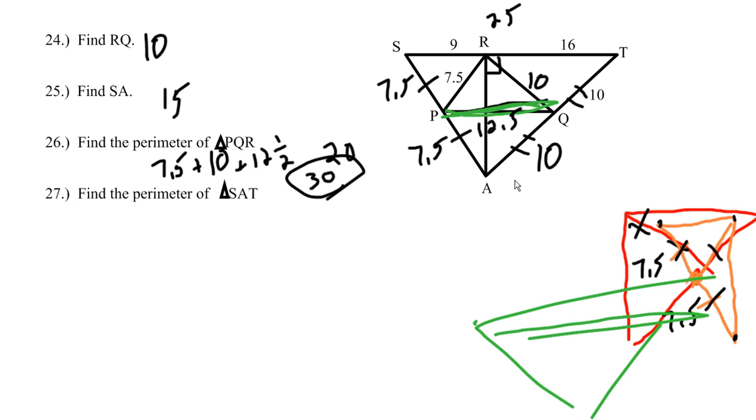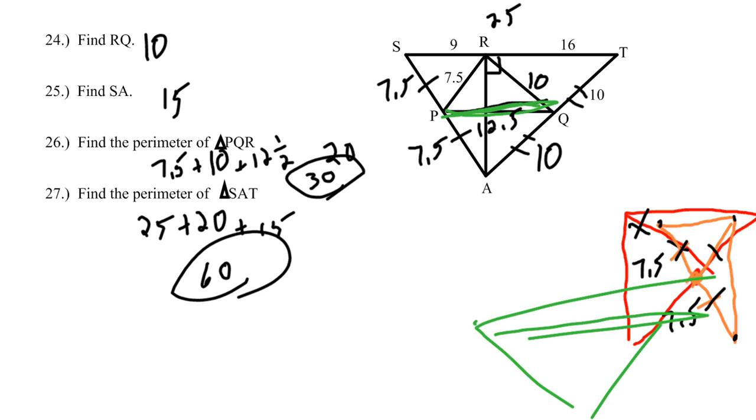And then the perimeter of SAT, the whole thing here, is just 25 plus 20 plus 15. So we get 40 and 20 is 60 for that one. And that's the end.